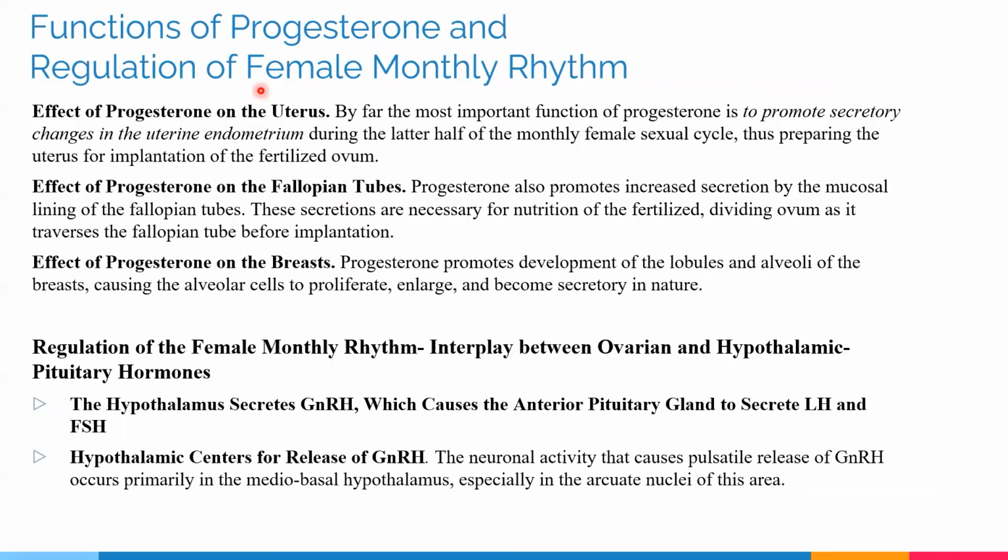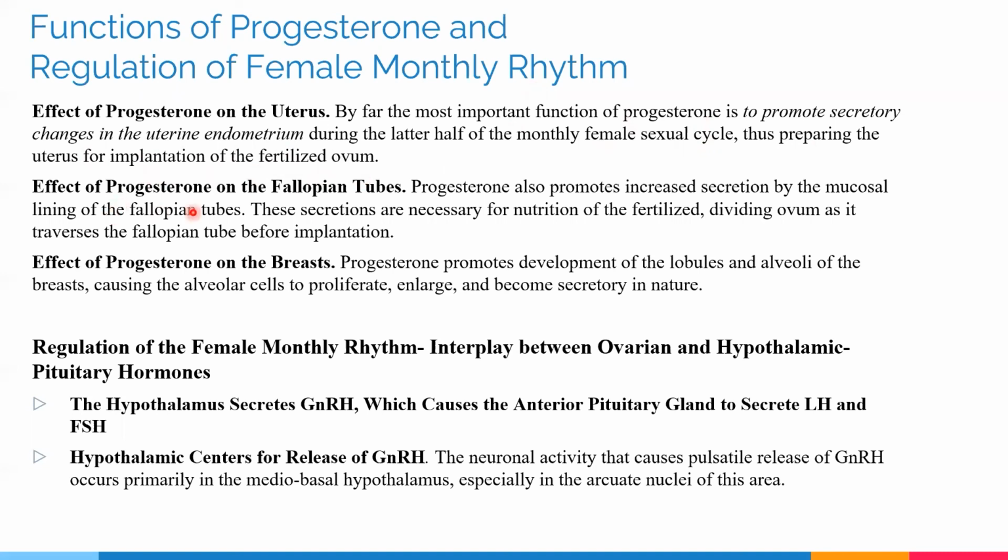Next, let us look into the functions of progesterone and regulation of the female monthly rhythm. First, let us look into the effect of progesterone on the uterus. By far, the most important function of progesterone is to promote secretory changes in the uterine endometrium during the later half of the monthly female sexual cycle, thus preparing the uterus for implantation of the fertilized ovum.